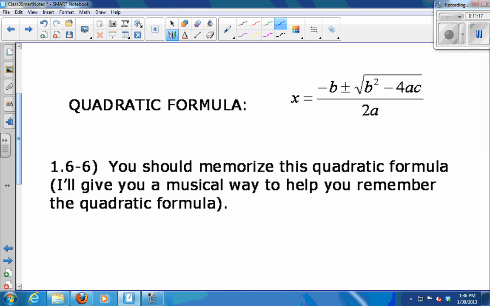Everybody please reserve judgment. Okay, it goes x equals negative b plus or minus the square root of b squared minus 4ac all over 2a.